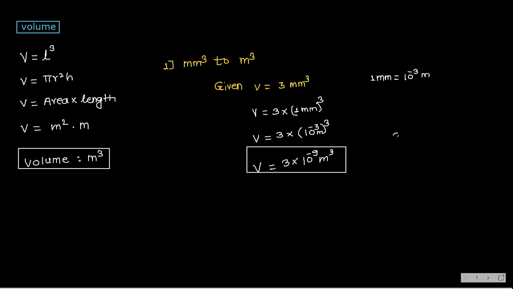A power m whole power n is equal to A power m into n. That's why minus 3 into 3 is minus 9. A power m into A power n is equal to A power m plus n. So all these basic formulas, we should remember.